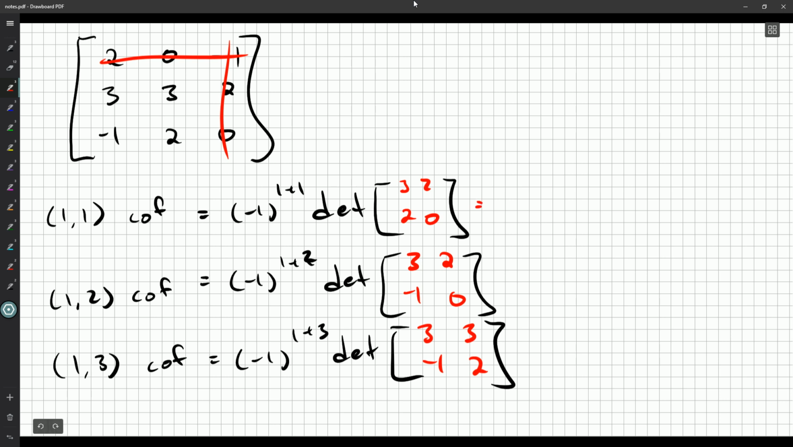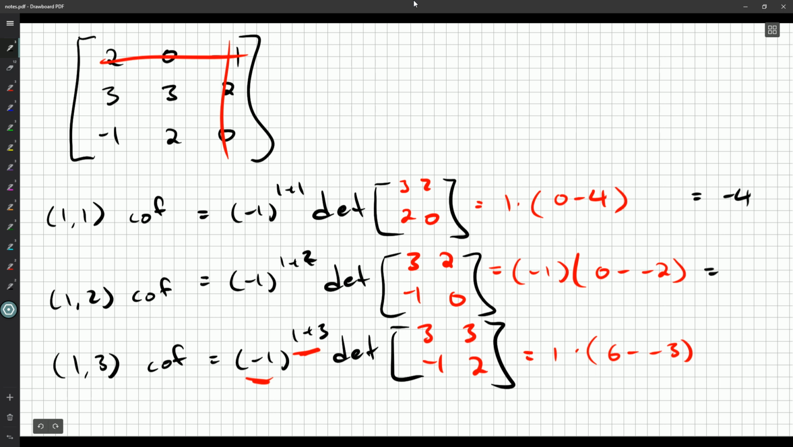Okay, so negative 1 to the 2 is just 1 times 0 minus 4. Negative 1, 0 minus negative 2. And negative 1 to the power of 4 is just 1. 6 minus negative 3. So negative 4, negative 2, and then 9. All right, so that's the first column of my adjoint.